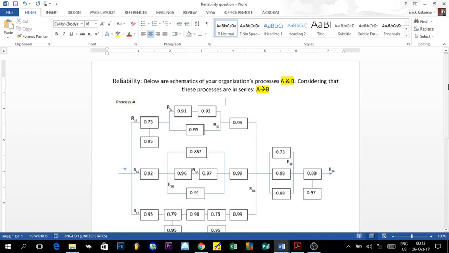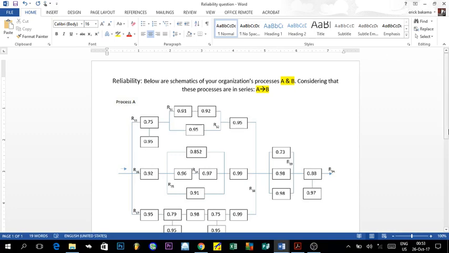Now you will identify that the system is in series when the components are following one another. It is in parallel when we have one on top of the other, and it is a backup when we have the main component with a little component just down below. Now let's start with process A.